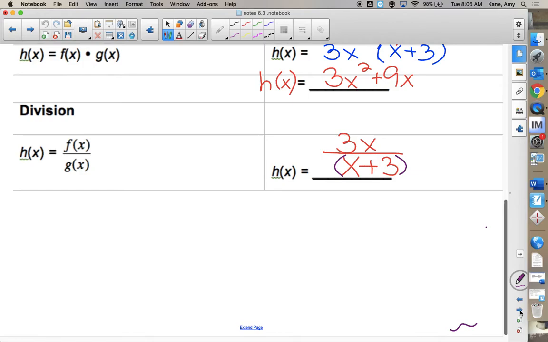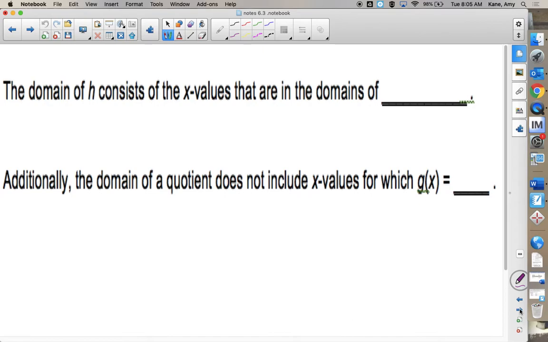So underneath, we're going to talk about the domain of these problems. We were working with domain so that we can then start talking about domain with these operations. It says the domain of h, h is your new function, consists of the x values that are in the domains of f of x and g of x. So the domain of our new function is based off of the domain of the two separate functions, and we literally look at the domains and figure out where they overlap.